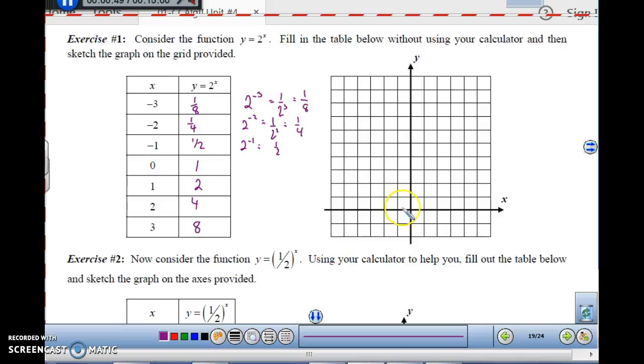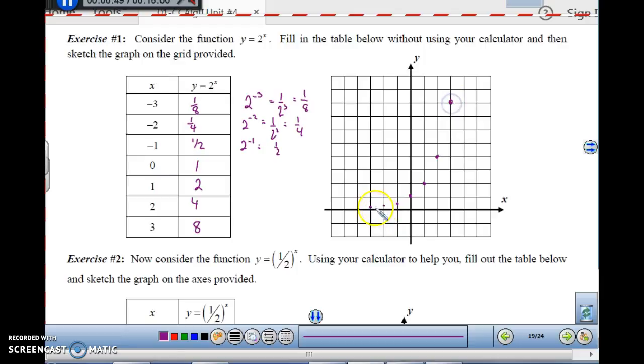Negative 3, 1/8 would be about there. Negative 2, 1/4 is a little higher, not very much. Negative 1, 1/2 would be there, and then at 0 you're at 1, at 1 you're at 2, at 2 you're at 4, and at 3 you're at 8.